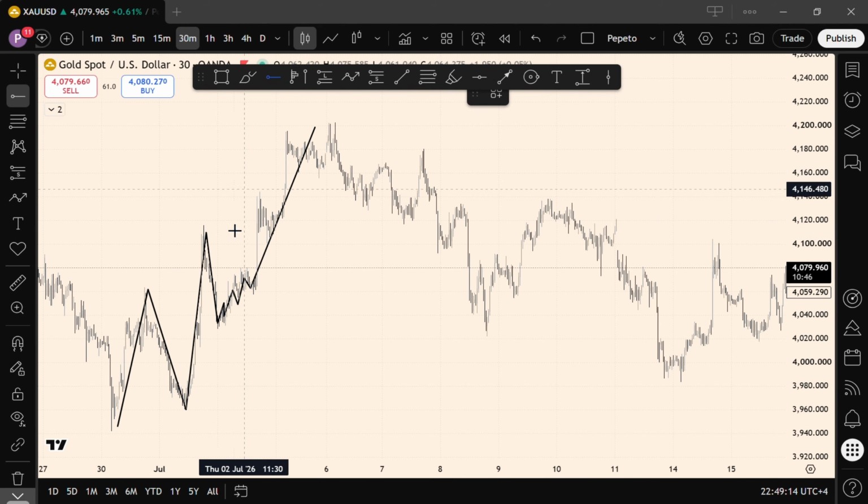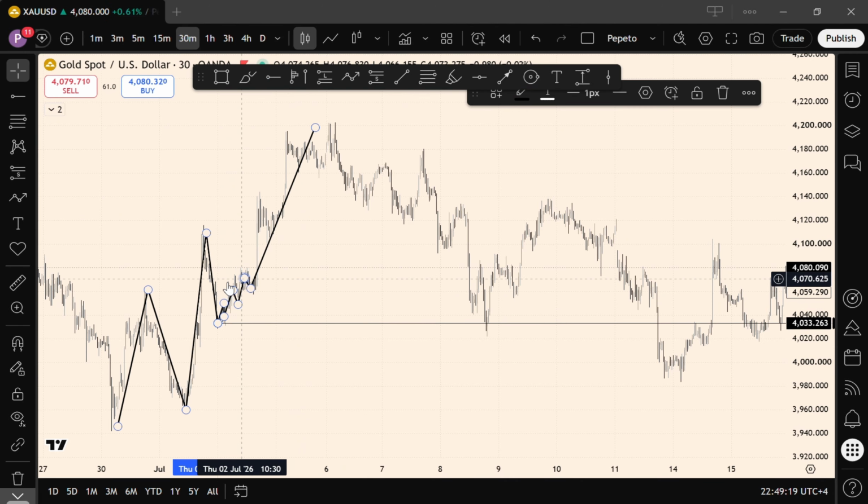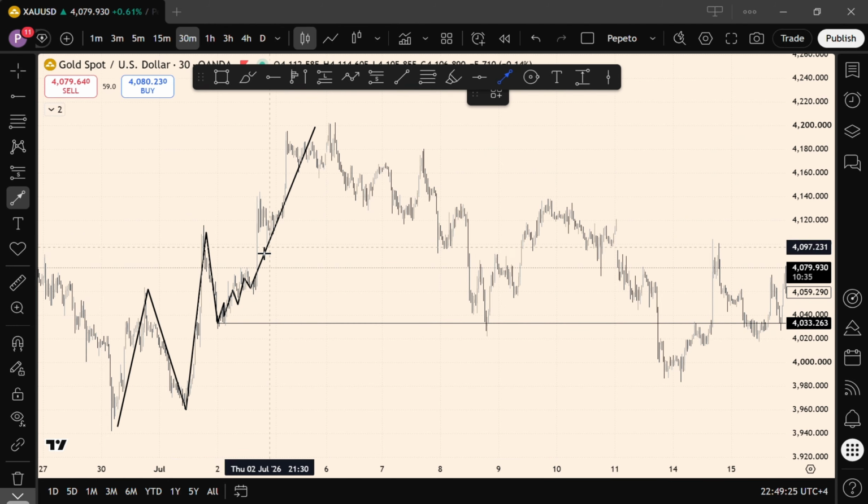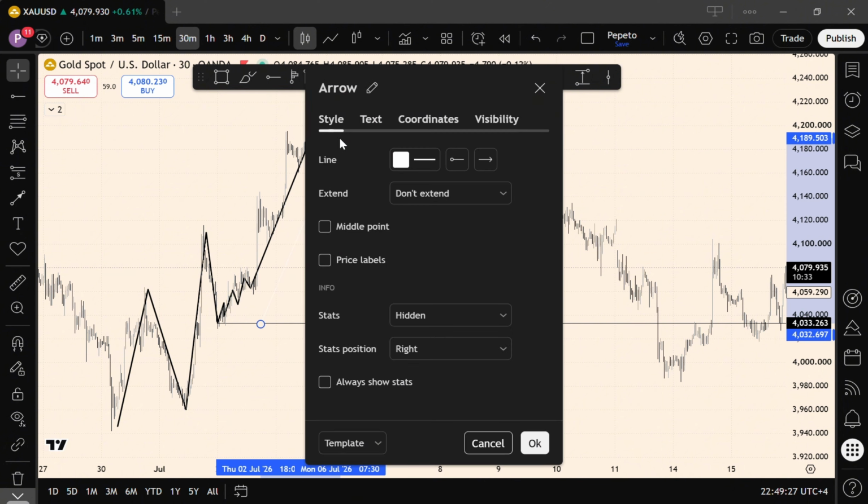Remember, supply and demand zones are not simply random ranges. We are looking for a range that is connected to a strong impulsive move and preferably causes a break of structure or a change in market direction. Now there is one more important point.